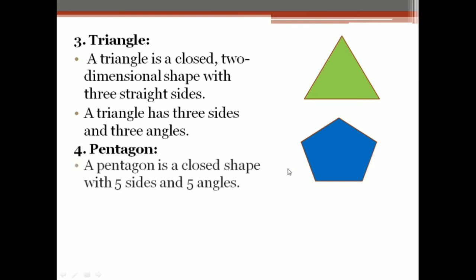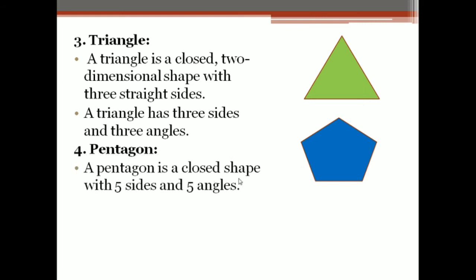Let's see what a pentagon is. A pentagon is a closed shape with 5 sides and 5 angles. Right? You can easily observe in the figure that it is a closed shape, and we are just counting sides: 1, 2, 3, 4, and 5. So it has 5 sides. Let's count the angles: 1, 2, 3, 4, and 5. So there are 5 angles, right? So we can say a pentagon is a closed shape with 5 sides and 5 angles.